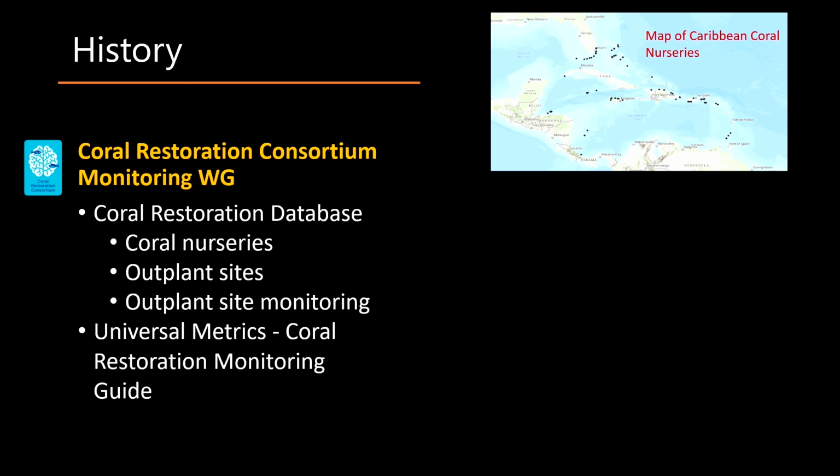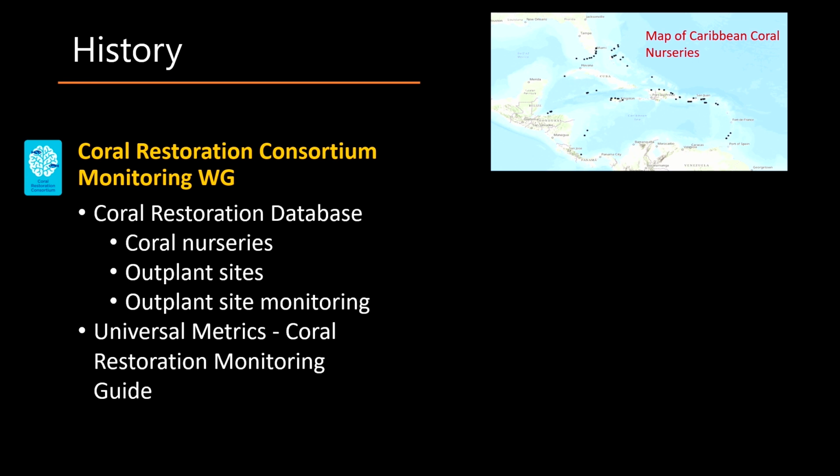All right, so the first product that we developed was a coral restoration database as a way to track coral nurseries, outplant sites, and your restoration site monitoring. And then the other product that we developed was a coral restoration monitoring guide that identified some universal monitoring metrics that would provide a way for people to track their restoration efforts in a standardized way.